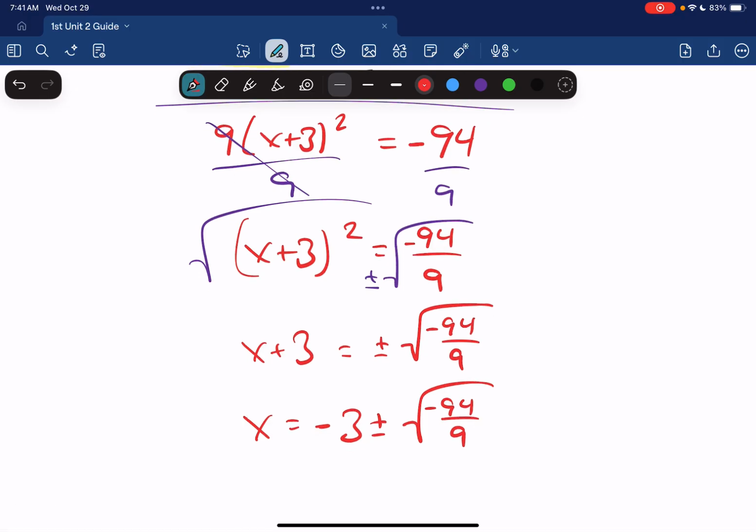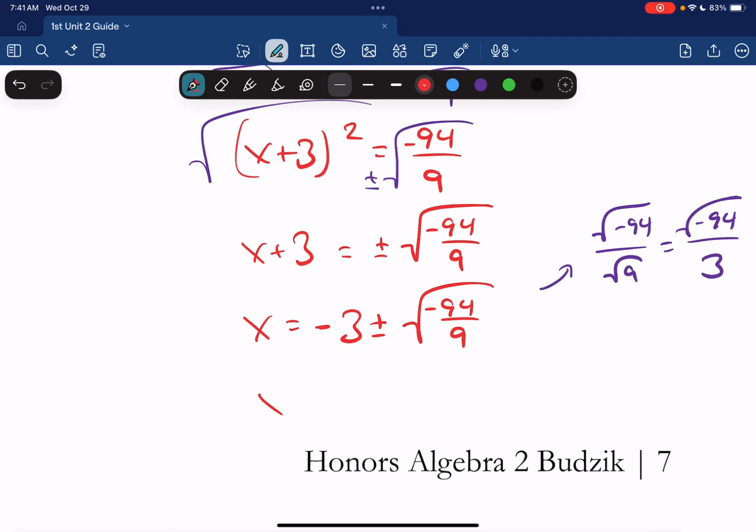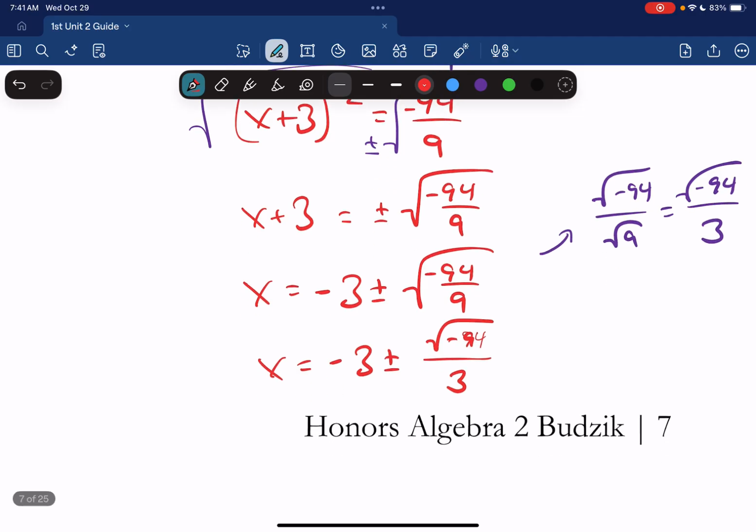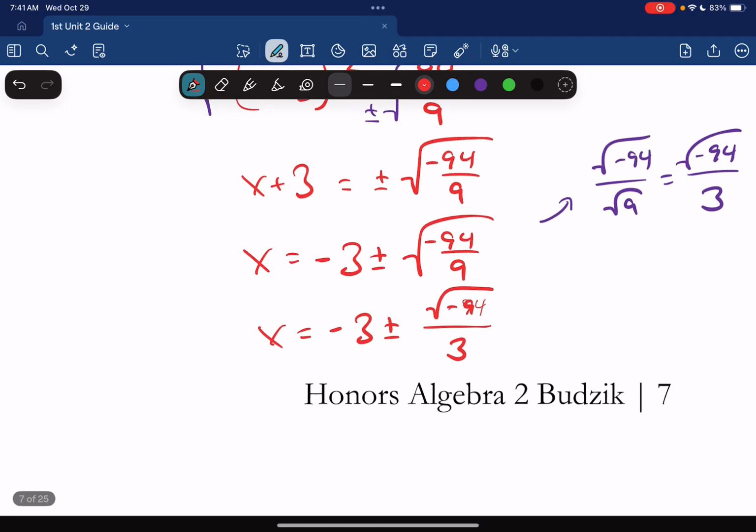So a little reminder on radicals. You can split a radical up. So I can rewrite this whole term as the square root of negative 94 over the square root of 9. And we know that the square root of 9 is 3. So I am going to rewrite this as the square root of negative 94 over 3. So I have negative 3 plus or minus the square root of negative 94 over 3. And then, since I'm taking the square root of a negative, we know we're going to pull that i out. So my final two answers are negative 3 plus or minus the square root of 94 over 3, i.